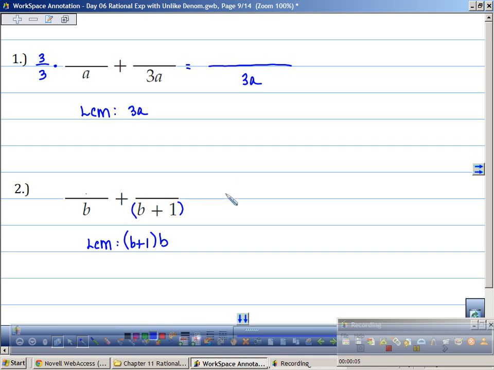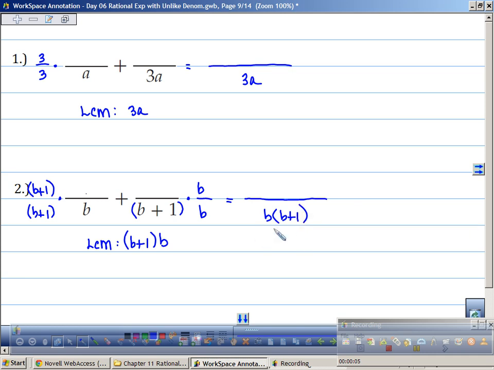So if this is my LCM, what would I have to multiply this side by to get a common denominator of B plus 1 times B? B plus 1. And what would I have to multiply this side by to get B plus 1 times B? B. Good. And that would give me a common denominator of B times B plus 1.